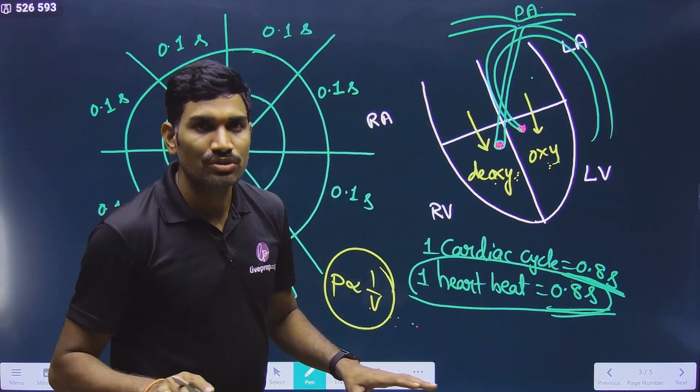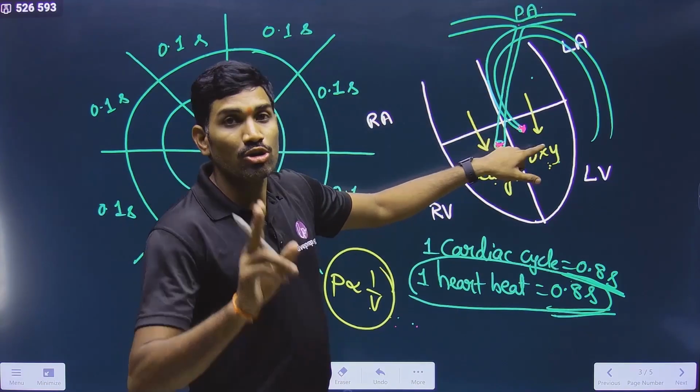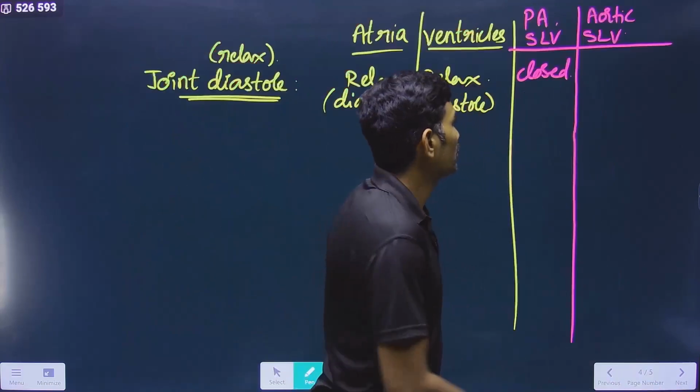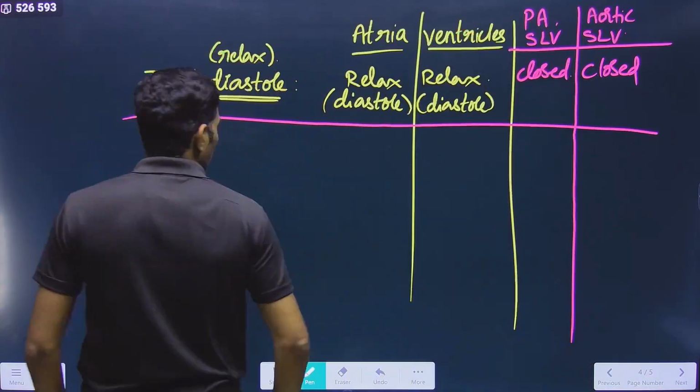They are also closed. So once blood is going forward, it should not come back. So that's why these are also closed. These are also closed. These are also closed. Observe the content carefully. Try to understand the concept.